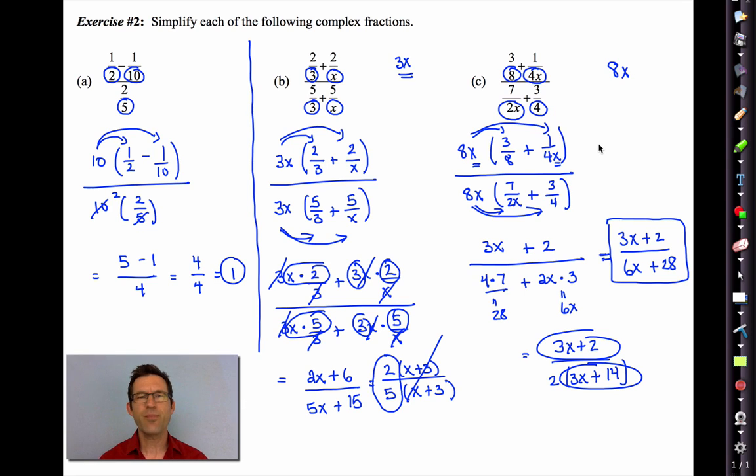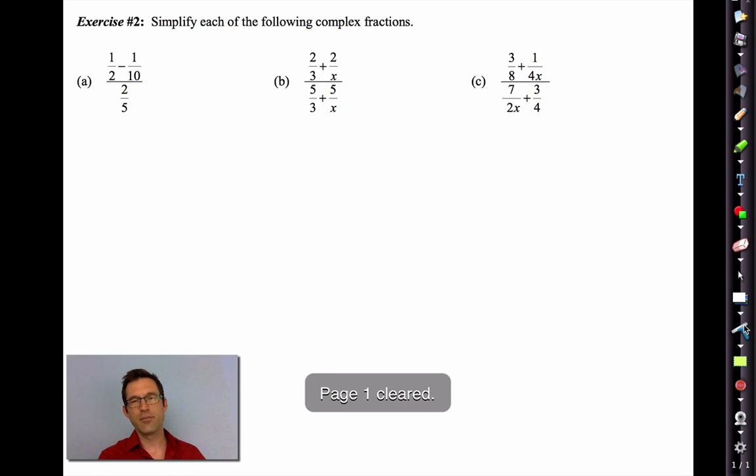Right? Notice in each case we started off with complex fractions, fractions that had fractions within them, and we ended up with just sort of normal fractions, right? Single numerator, single denominator. All right, pause the video now and write down anything you need to. Okay, let's clear it out and keep going. Backside of the sheet.